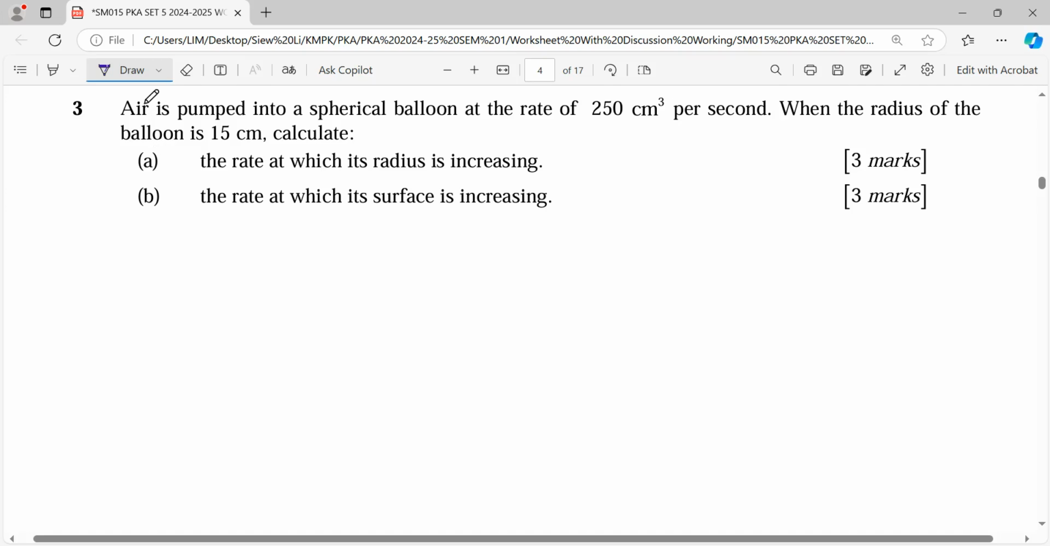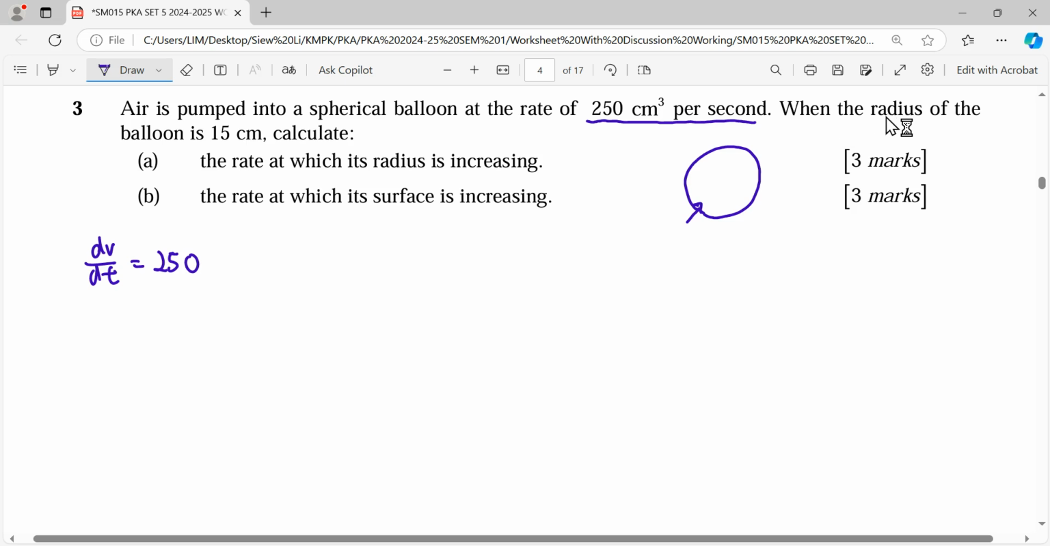So for this question, it said air is pumped into a spherical balloon. So you know that this is a spherical balloon. Air is pumped inside with the rate of 250 cm cubed per second. So from there, when your rate is increasing, dV/dt will be positive. So we write down the information, identify your variables and the shape of the question.